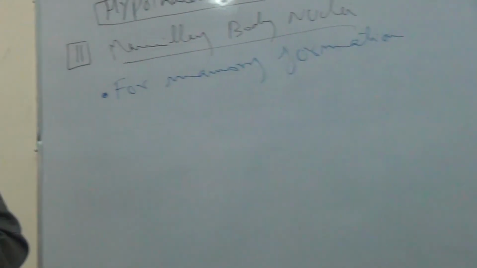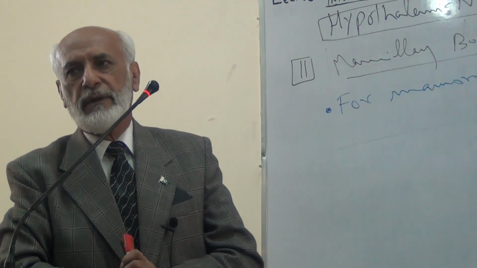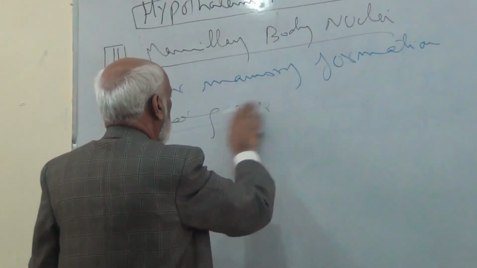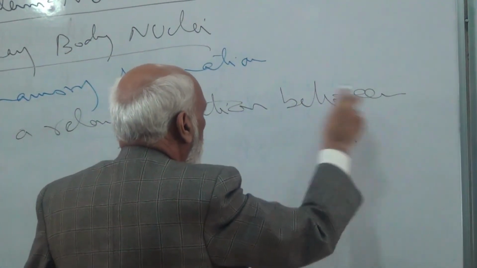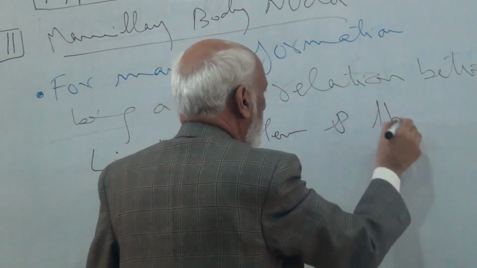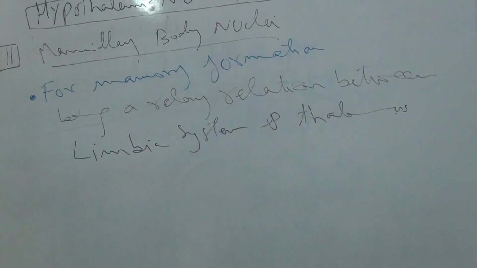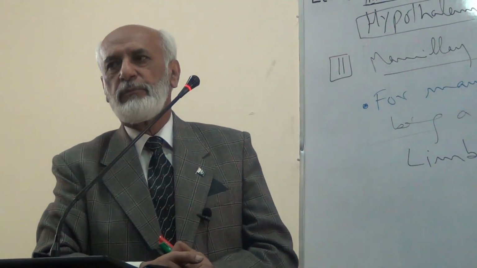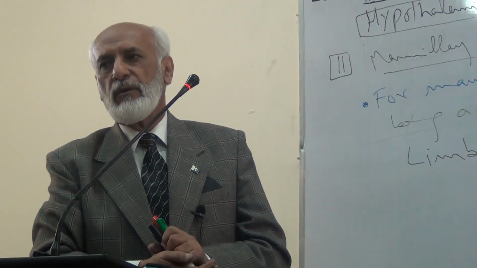The mammillary bodies act as a relay station between the limbic system and the thalamus. This is why they act as a center for formation of memory, recent memory. These mammillary nuclei receive inputs from the hippocampus, which is part of the limbic lobe, via the column of fornix, and then project to the anterior nucleus of the thalamus via the mammillothalamic tract.